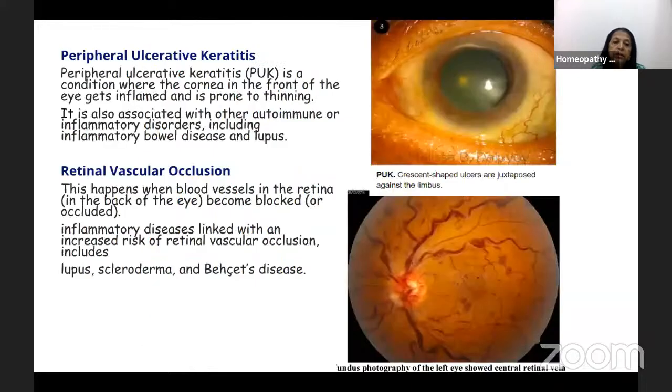Here you will see, in case of the cornea also, the ulcers are usually in the peripheral area. Why in the peripheral area? Usually because the central part of the cornea is avascular. In the peripheral part of the cornea, you will see the vessels. And through that, there is ulcerative keratitis. And here you will see the ulcer. And usually, in many cases, you will see melting of the cornea.